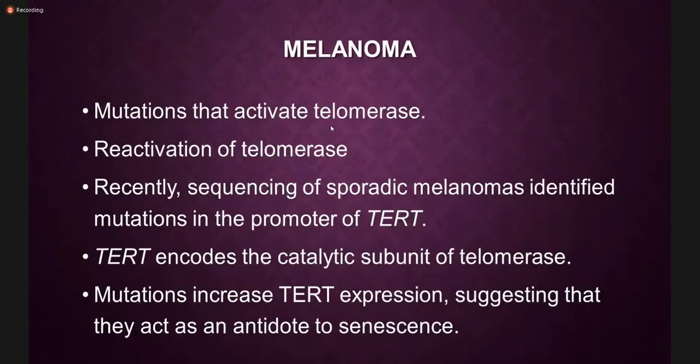Now the third type of mutations are those that activate telomerase. Sequencing of sporadic melanomas indicated mutations in the promoter of the TERT gene. TERT encodes the catalytic subunit of telomerase. So the mutations increase TERT expression, suggesting that they act as an antidote to senescence. Once the telomerase is activated, it inhibits the degradation of the telomeres. Telomerase maintains the telomeres present at the end of the chromosomes. Thus, they inhibit degradation or senescence in the cells.